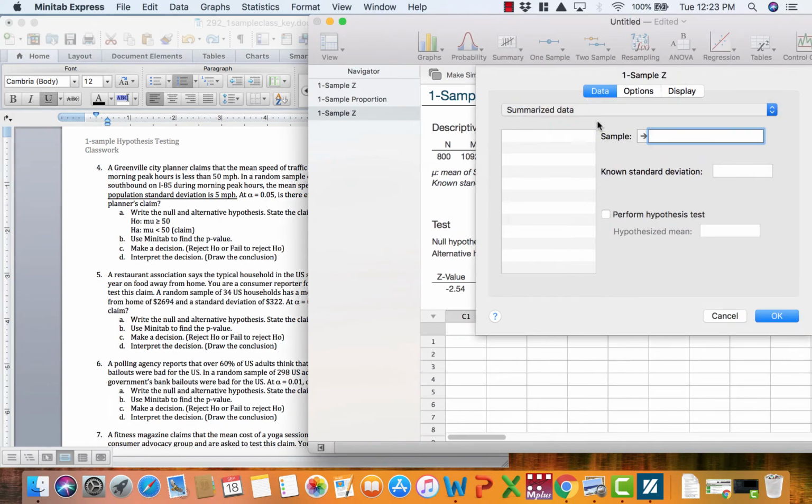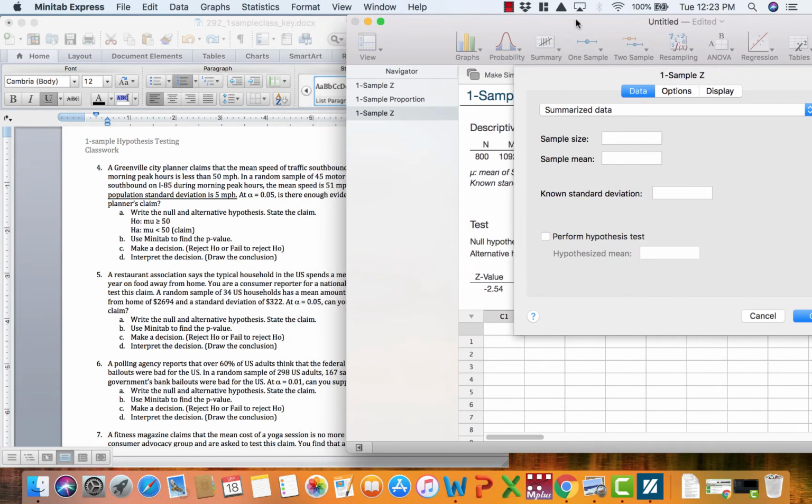All right, we have summarized data. Our sample size is 45. The sample mean is 51. The known standard deviation is 5. We want to perform a hypothesis test, and the hypothesized mean is 50.